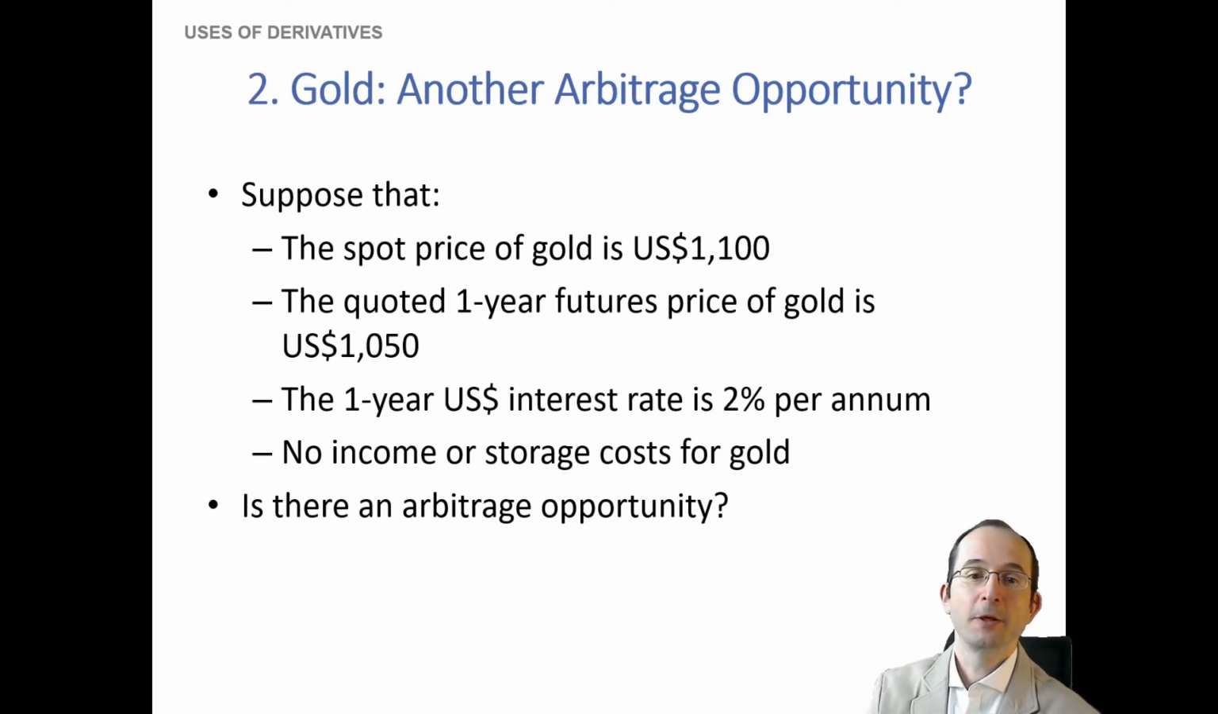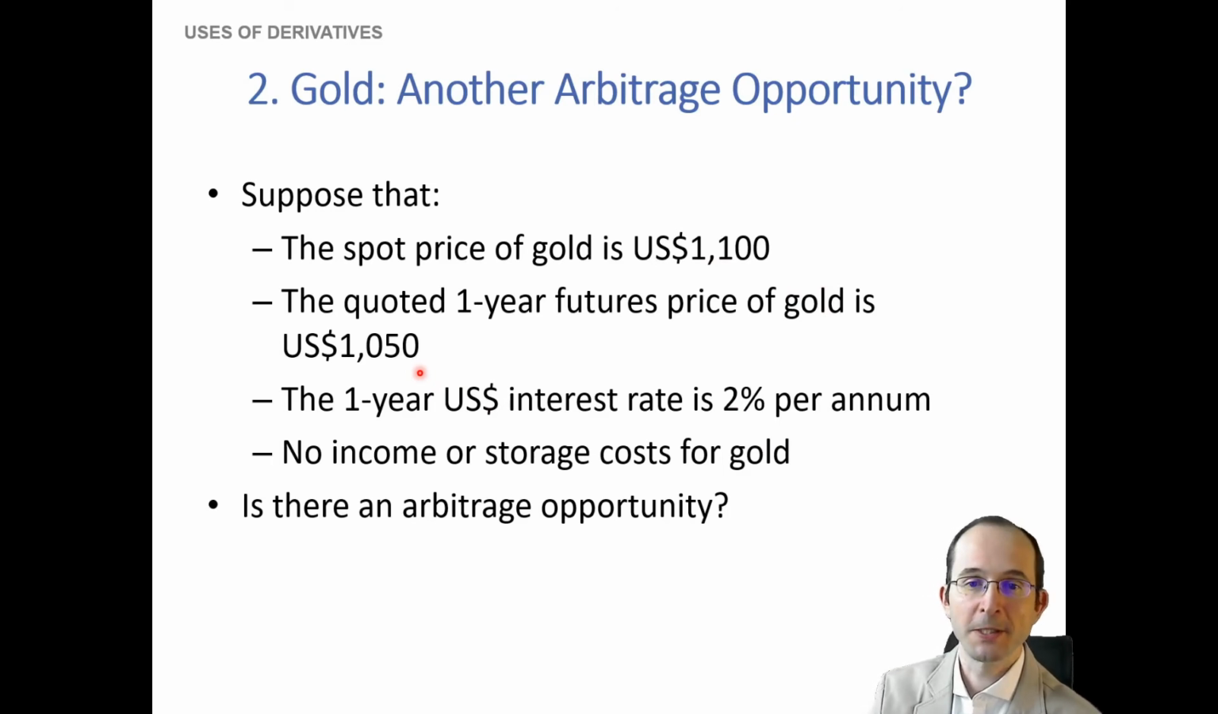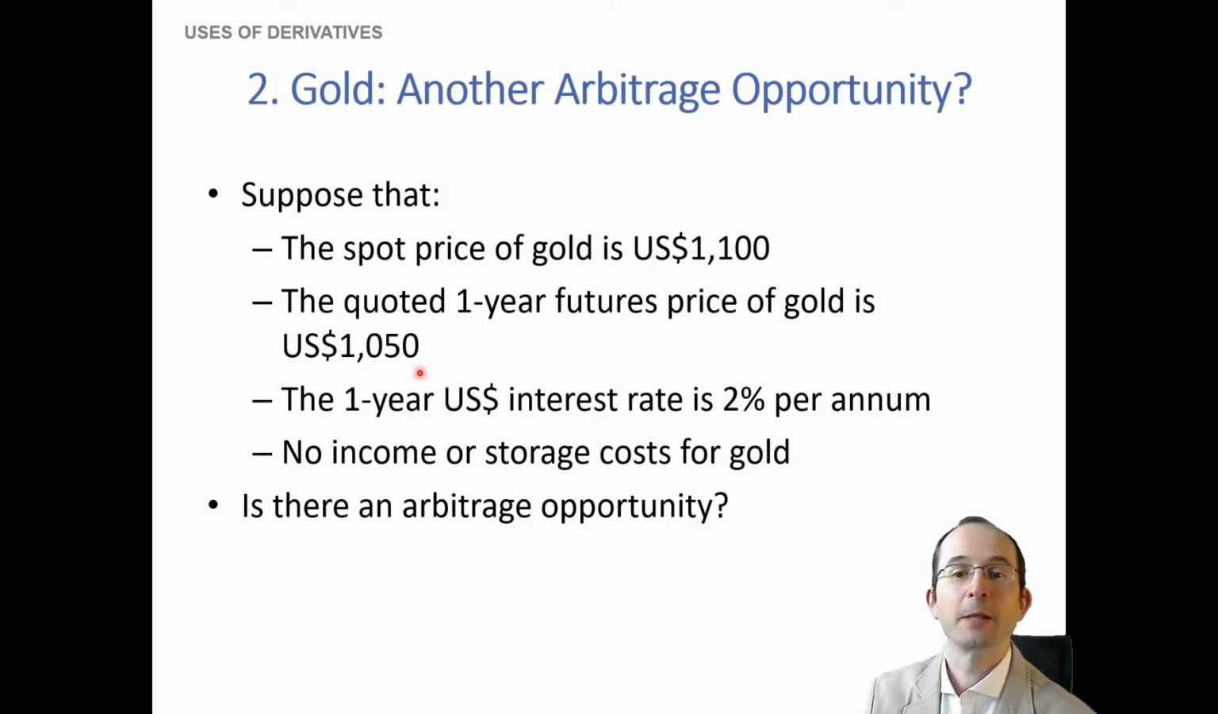Let's consider an alternative where pretty much everything is the same. The spot price of gold is the same. The interest rate is the same. The 1-year futures price is 1,050. Does it seem like that would lead us to an arbitrage opportunity? Well, again, we don't really know. 1,050 seems low, but how could we actually show whether there is or is not an arbitrage trade?